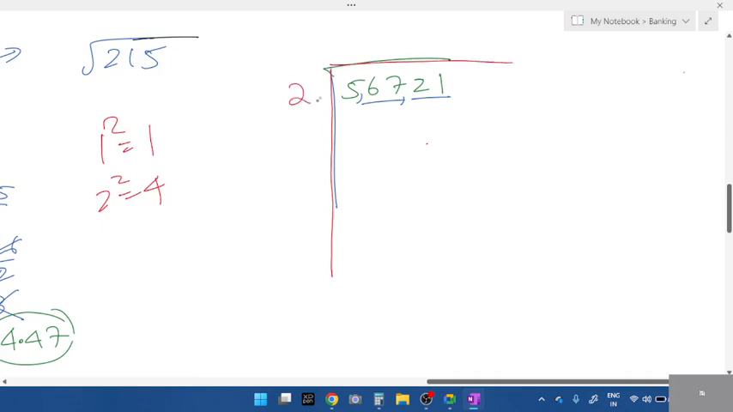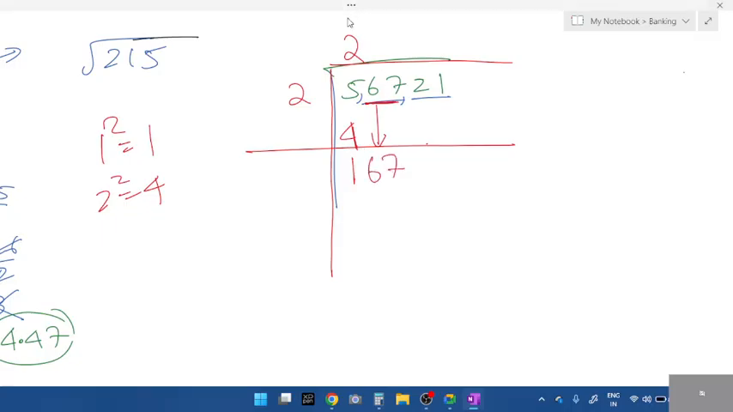2 square. But how should I start? 2 2s are 4. What's the remainder? 1. How many numbers do you have to bring down? No, no, not one number. Both the pairs. I have to bring down one pair. 57, right? Okay, that is done. The number in the quotient is 2.